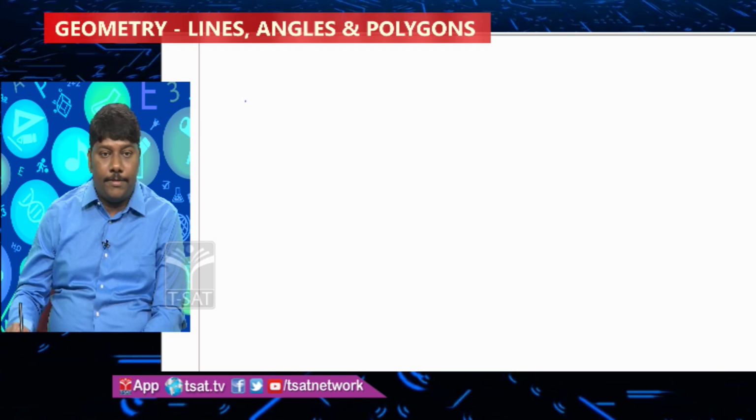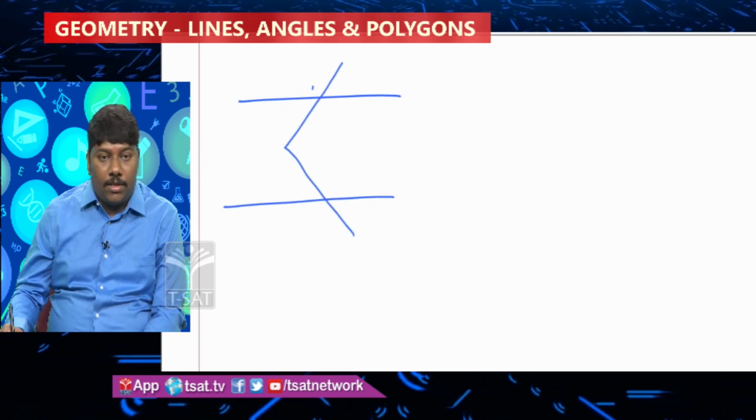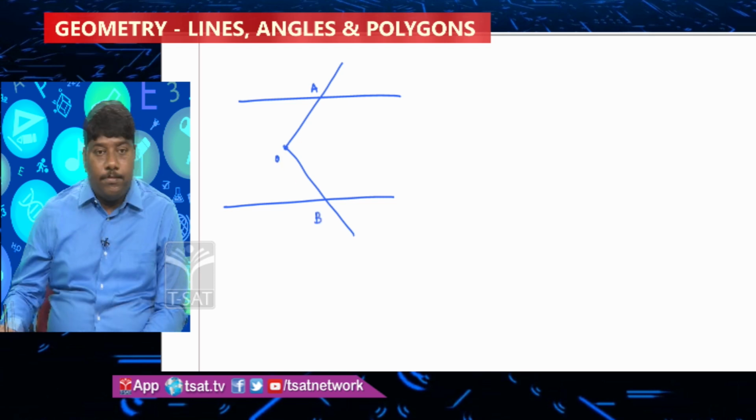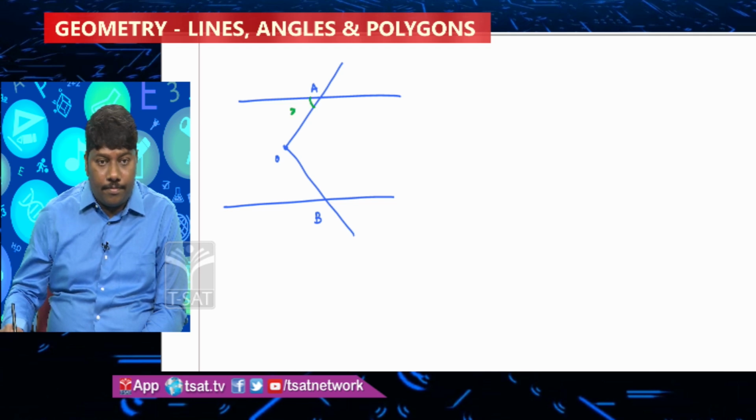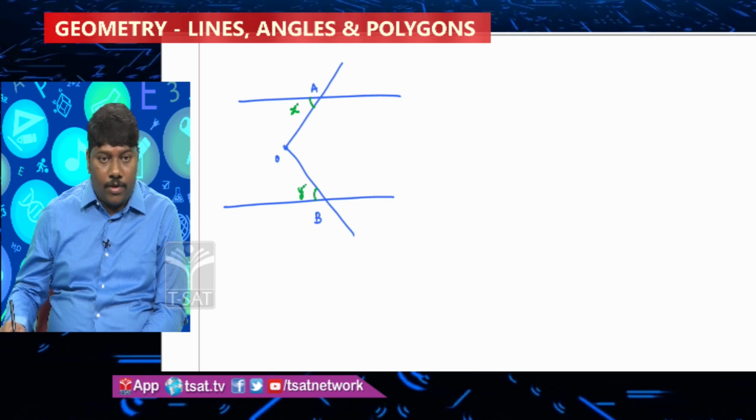If I take 2 lines, let us say points A, O, B. If I give you this as angle X, this is angle Y. What is angle AOB, the central angle AOB?